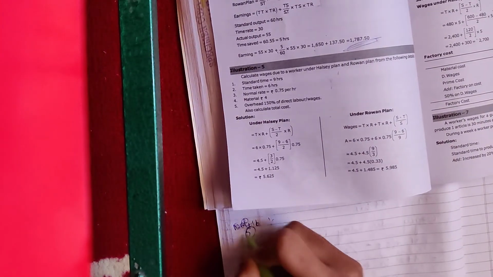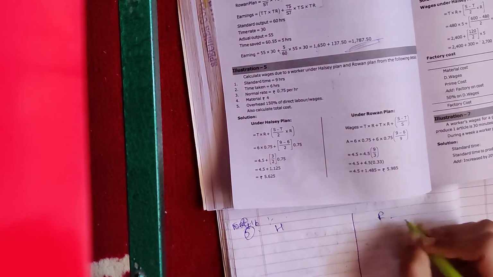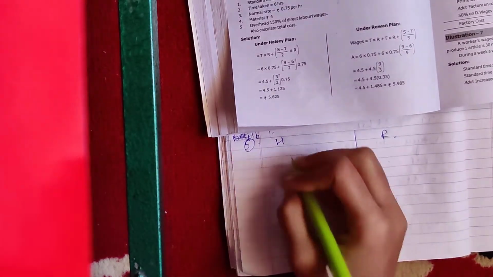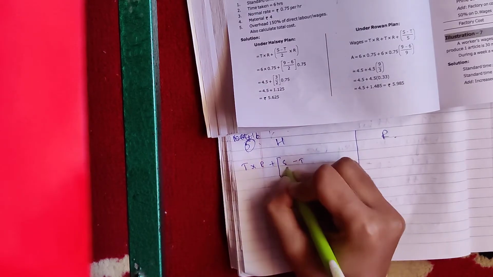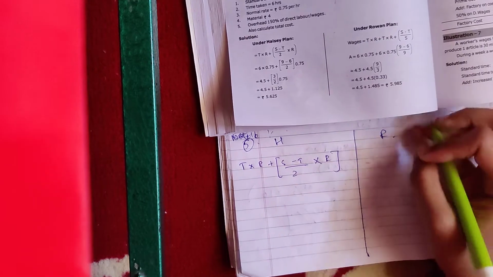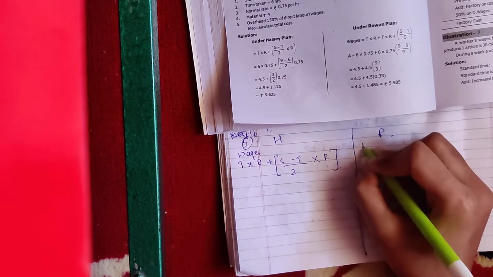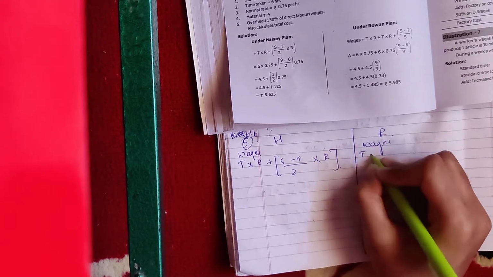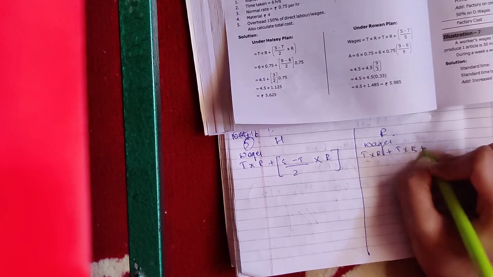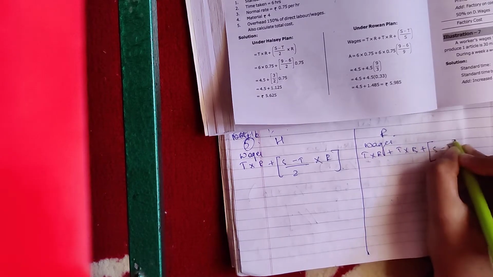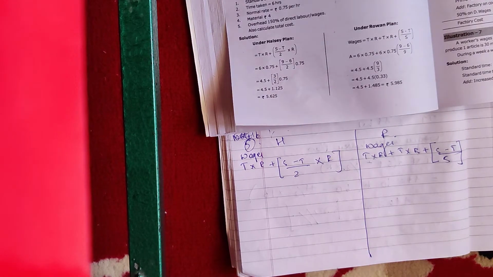Okay, to begin with illustration 5, you will have to differentiate between the two, that is under Halsey plan and under Roman plan. Now under Halsey plan, what is the formula for wages? It is T into R plus open brackets S minus T divided by 2 into R. Okay, now what is the formula for wages under Roman? Wages is T into R plus T into R plus S minus T divided by S. Now for all of these you will have to know what the full forms are in order to begin with your calculation.